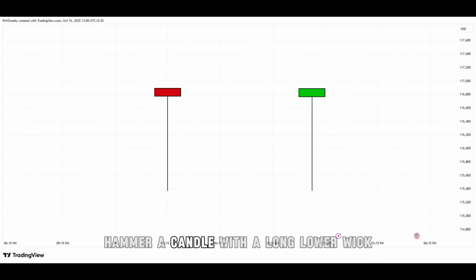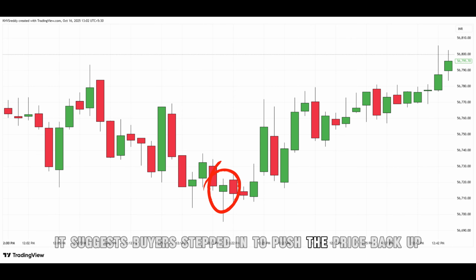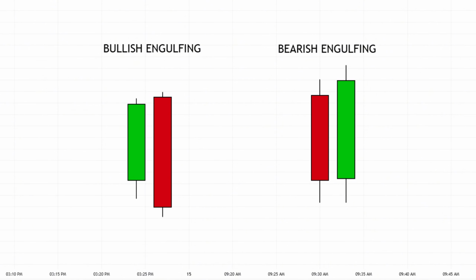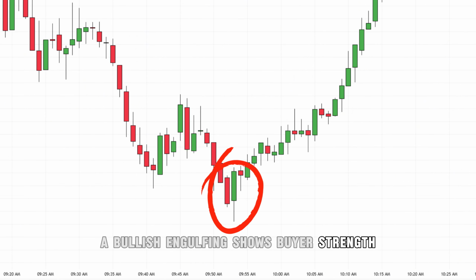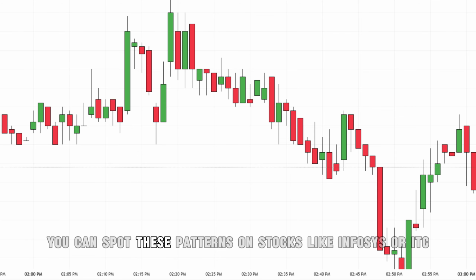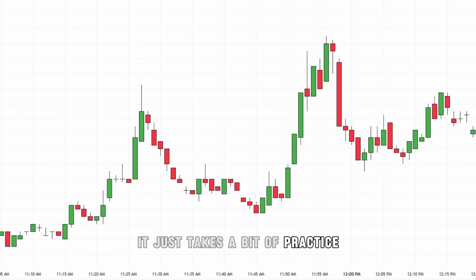Hammer. A candle with a long lower wick. It suggests buyers stepped in to push the price back up. Engulfing. A big candle that completely covers the previous smaller one. A bullish engulfing shows buyer strength, while a bearish one signals sellers. You can spot these patterns on stocks like Infosys or ITC. It just takes a bit of practice.